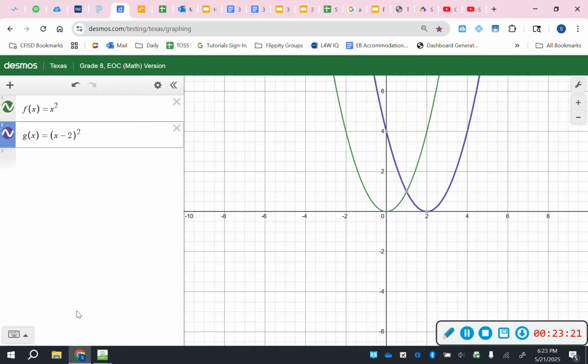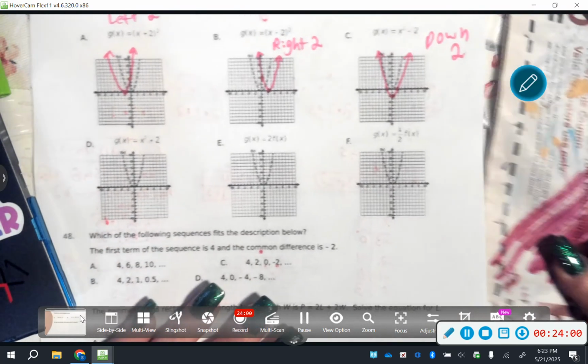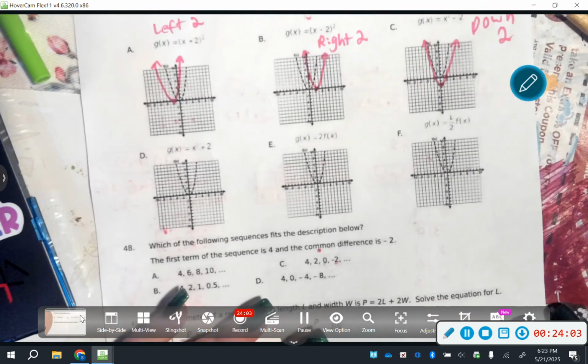All right, so for C it says x squared minus 2. So let me get that in there. Okay, looks like this one moved down 2. We have a point at 0, -2. We have a point at, is this a nice point? I'll try to get around 1.5-ish. It's not going to be perfect. It'll be okay. So it went down 2 on that one.